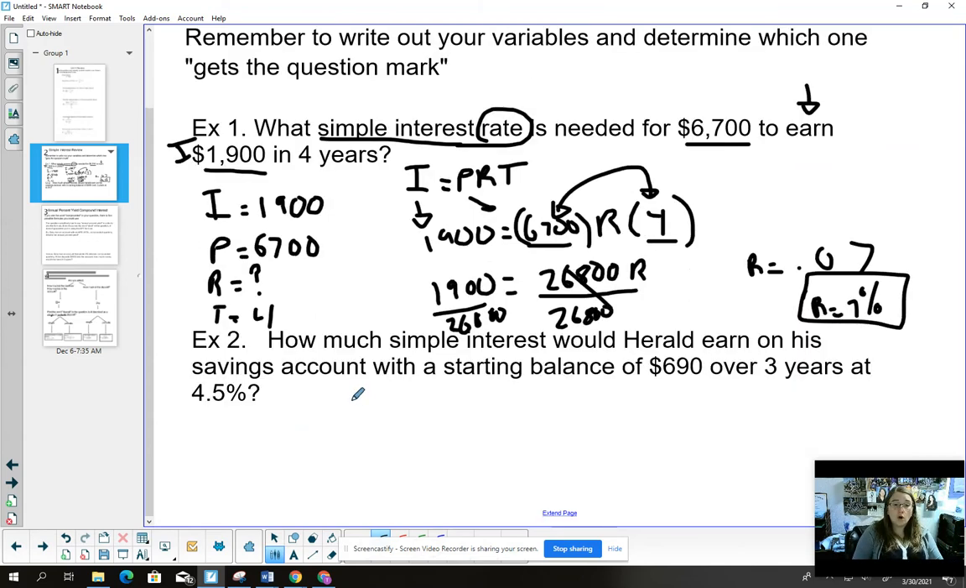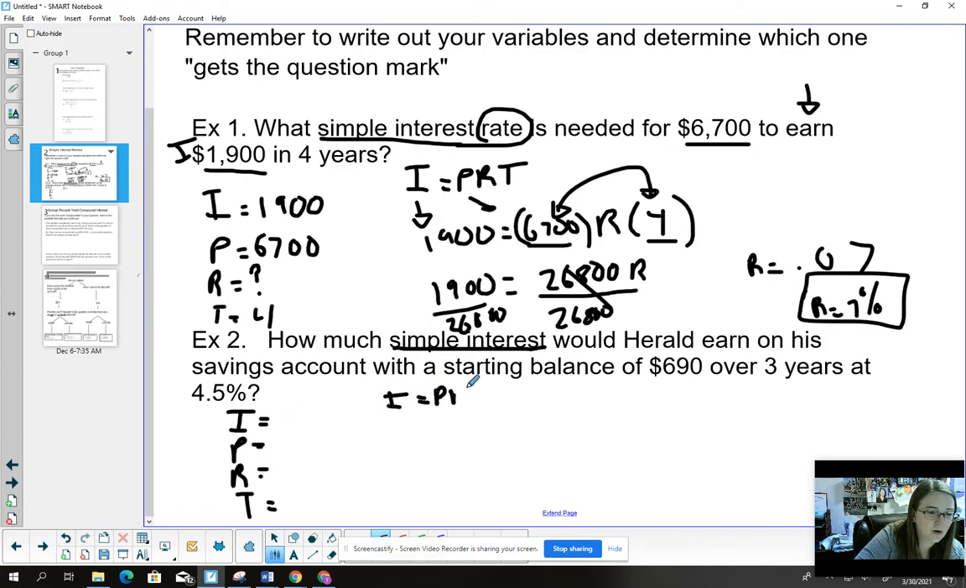So on number 2, notice again, how do we know we're still using this formula? If you read number 2, how do we know what formula we're using? It says blah, blah, simple interest. Guaranteed and only guaranteed, again, you will not use this formula unless it says simple interest. You will only use this formula if it says simple interest somewhere in the problem.